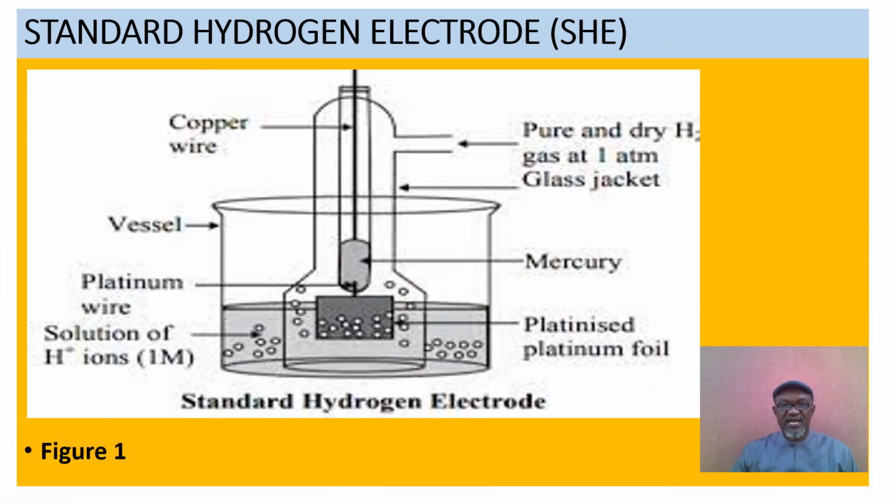Now this is the standard hydrogen electrode. You can see, remember we said hydrogen gas is bubbled. Look at it, top right here. Hydrogen gas at 1 atmospheric pressure enters in here. Look at the bubbles down here. This is platinized platinum foil, the vessel containing it, then a solution of hydrogen ions, 1 molar, and this setup is what we call the standard hydrogen electrode.